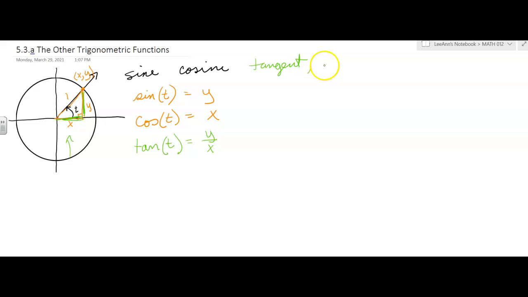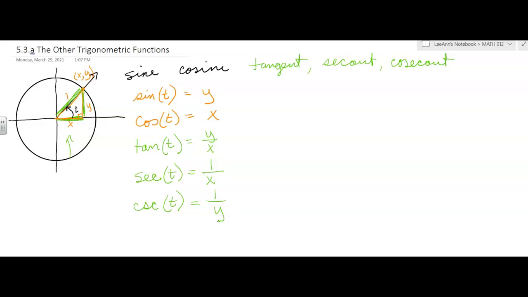Then we have a function called secant. The secant function, that's abbreviated SEC, and the SEC of t is equal to 1 over x. So it's this side over this side, okay? Then we have what's called cosecant. The cosecant abbreviation is CSC. So the cosecant of t, you might guess, is 1 over y.